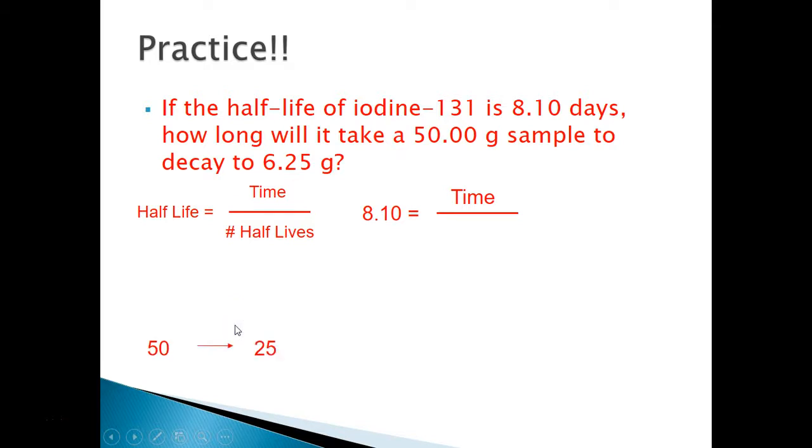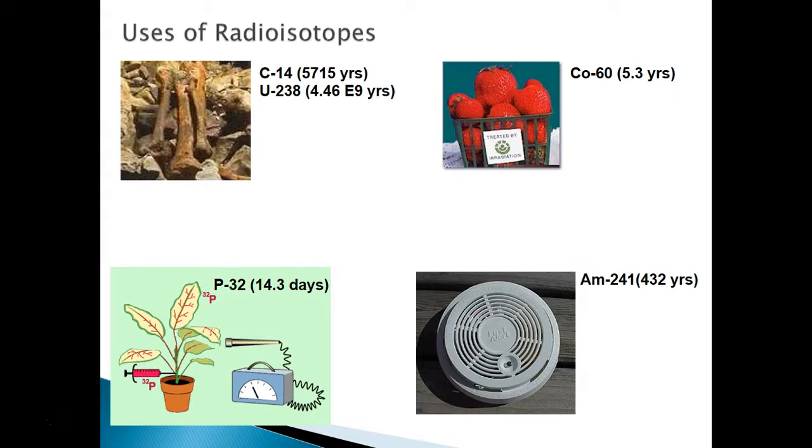After 1 half-life, we'll have 25 grams remaining. After 2 half-lives, 12.5. After 3, we get to 6.25. So 3 is what we plug into the bottom of the equation. To solve, we're going to multiply 8.1 by 3, and we get that it's going to take 24.3 days for this to occur.